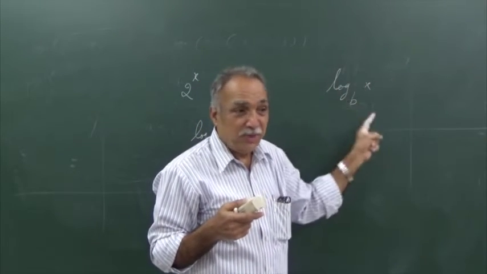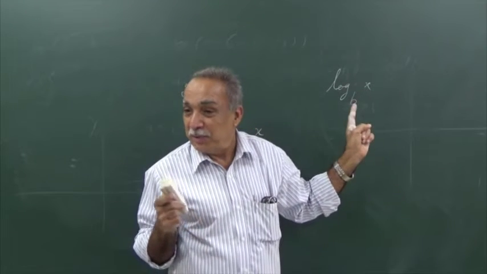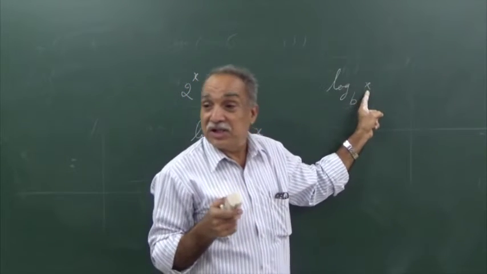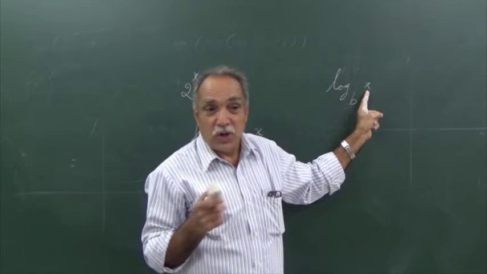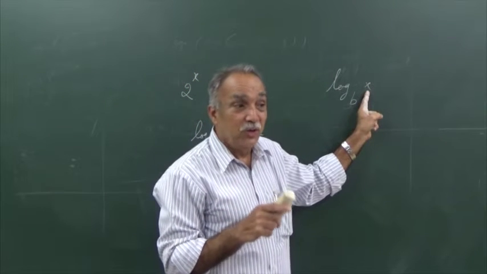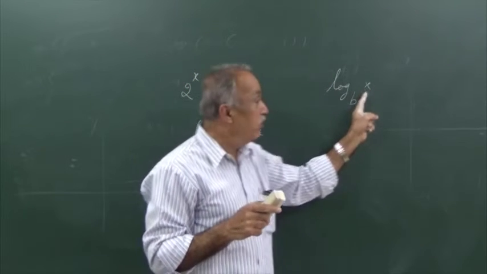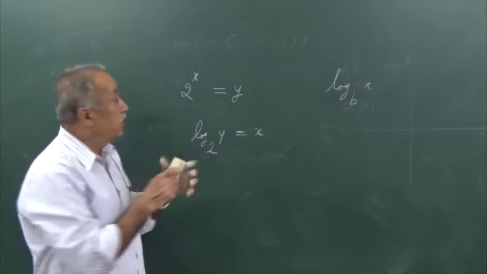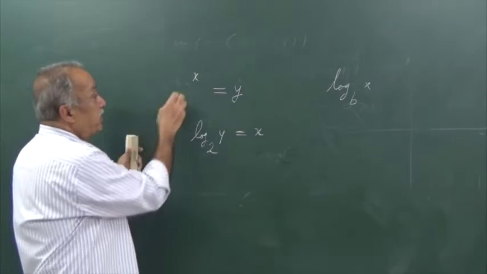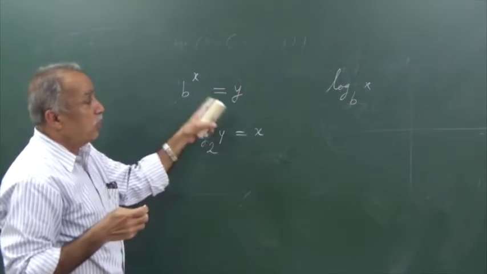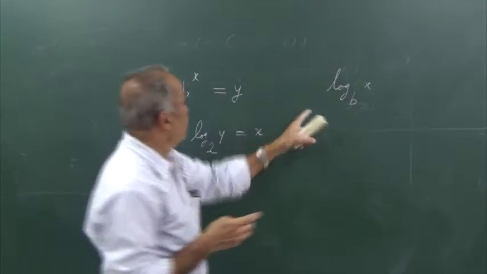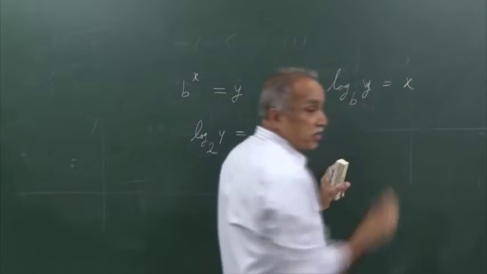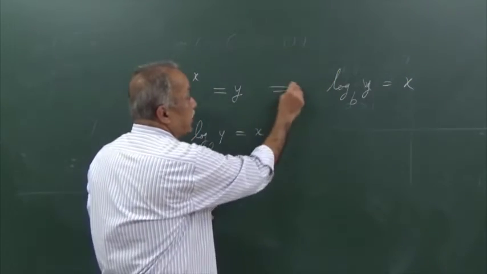Base, in order that this may be meaningful, base must be a positive number different from 1, and this must be a strictly positive number. Should not be 0, should not be negative. Then only it will be meaningful. And how is it obtained? It is obtained such that the base, I am choosing a random base b, b to the power x equal to y means log y base b is equal to x. These two mean one and the same.